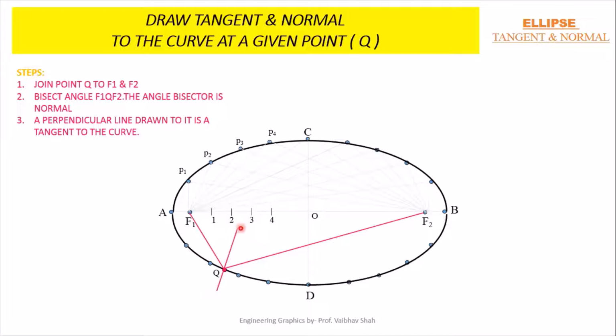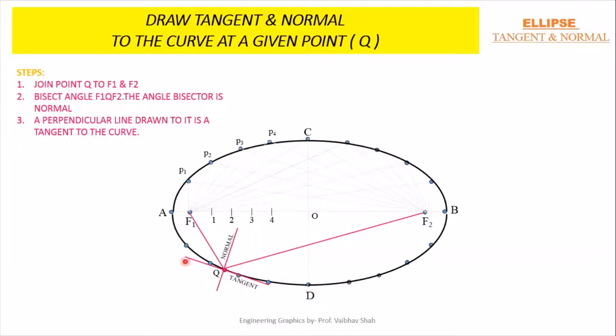You will have this vertical line. This is nothing but your normal. And normal and tangent are mutually perpendicular, as we know. So you have to just draw one line at 90 degrees to this normal to get the tangent. Let us draw one line at 90 degrees to this normal. We will have this tangent. So this is your tangent. Write down tangent, and this is your normal.